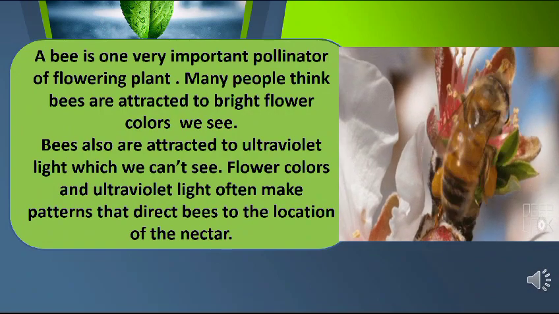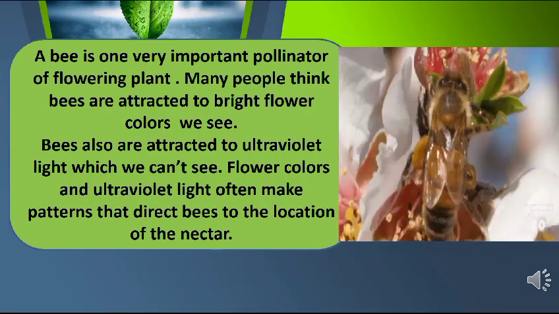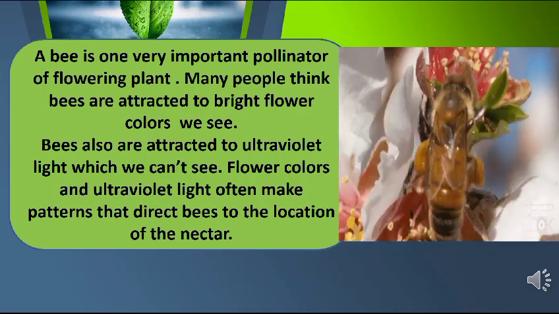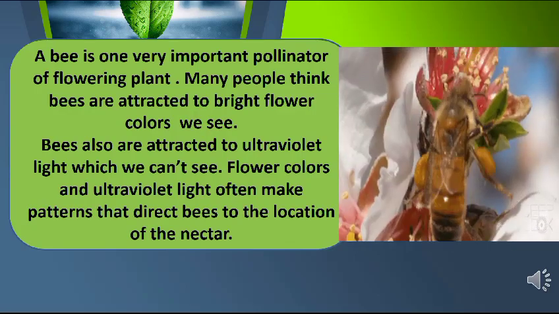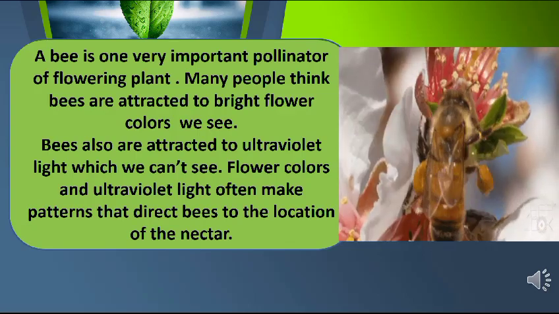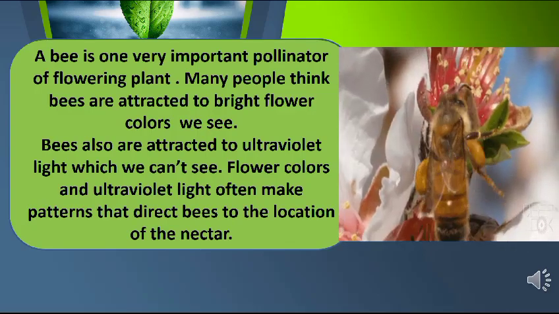Look at the figure. You can see a bee. Bee is a very important pollinator of flowering plants. Bees are attracted to bright flower colors. Bees also are attracted to ultraviolet light, which we can't see. Flower colors and ultraviolet light often make patterns that direct bees to the location of nectar, like GPS.